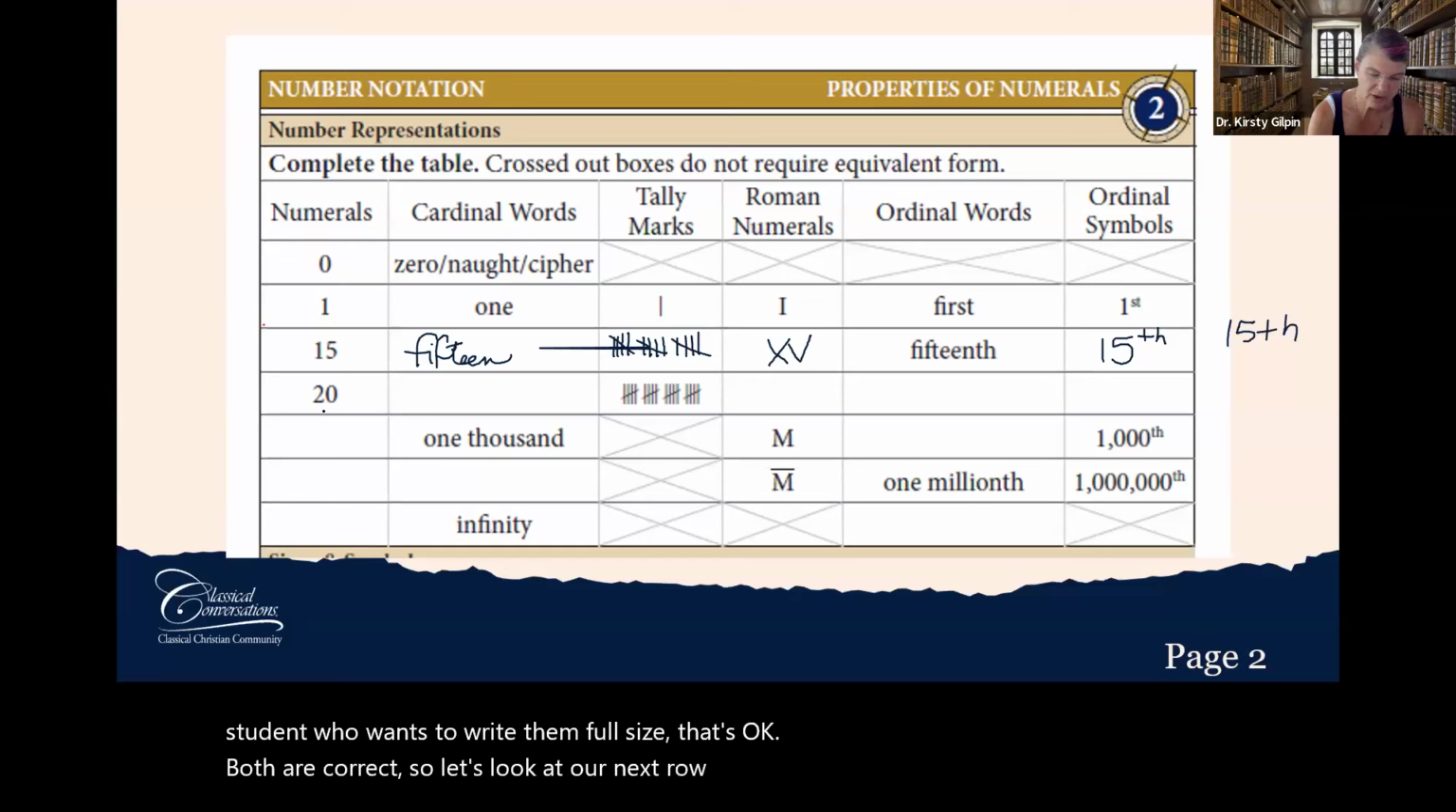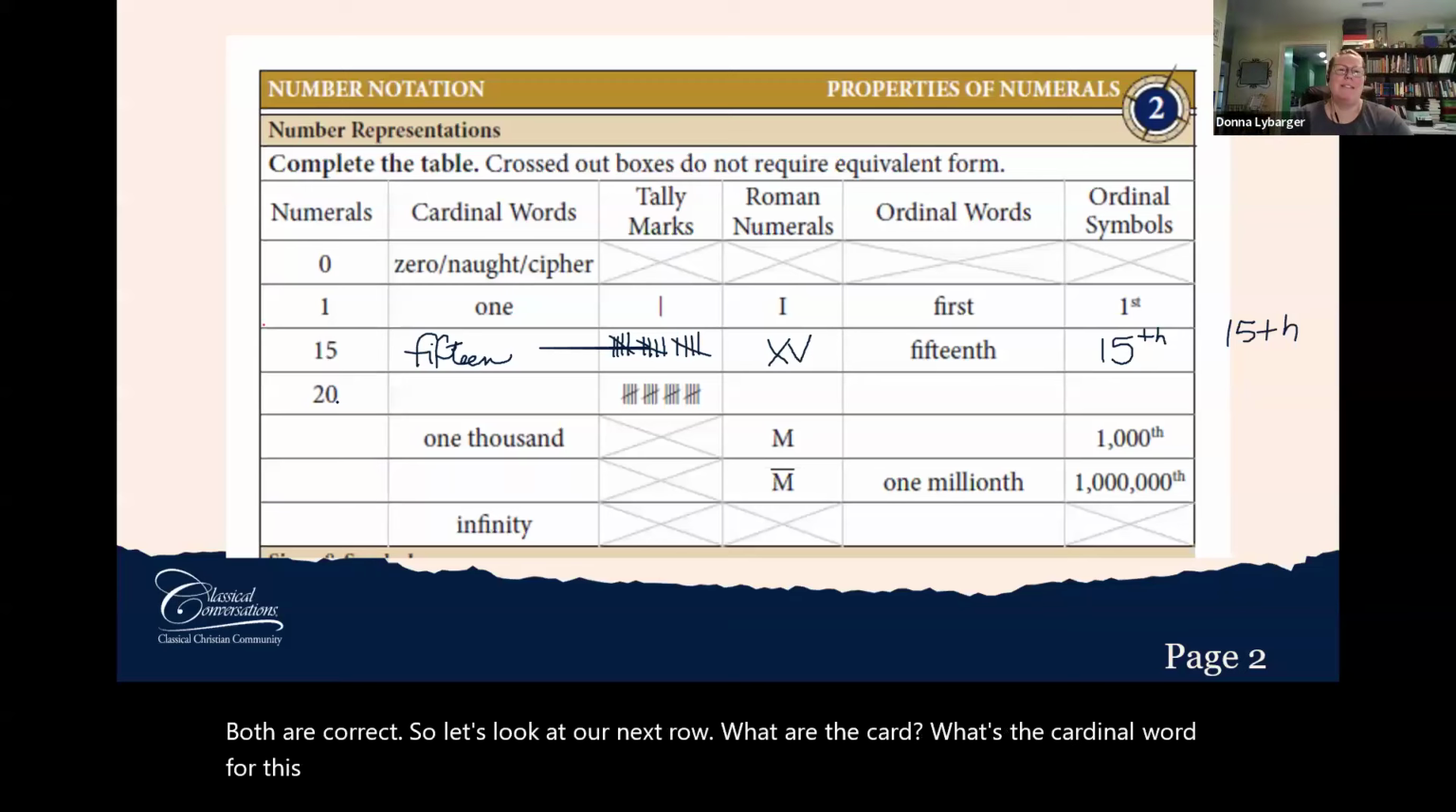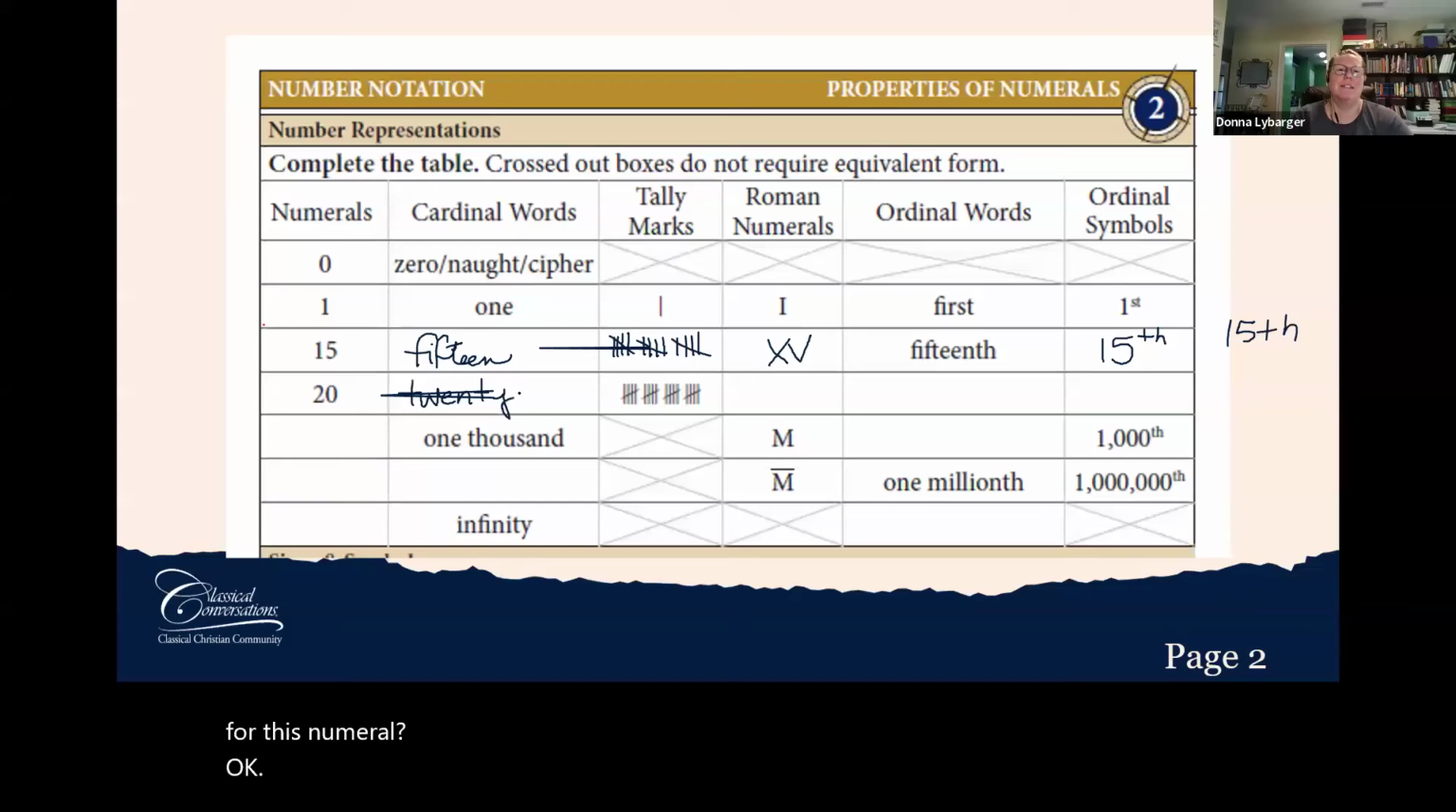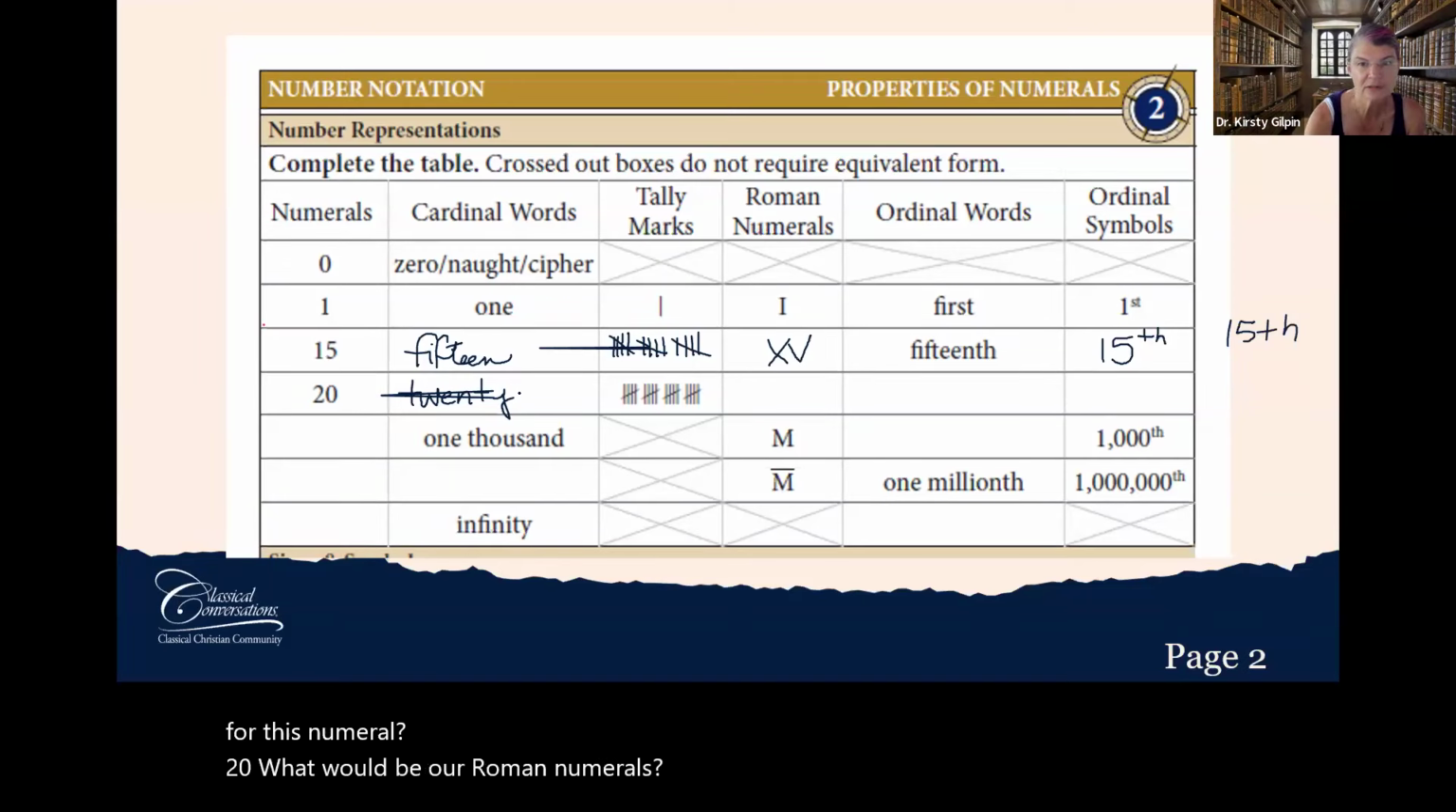What's the cardinal word for this numeral? 20. 20. What would be our Roman numerals? XX. Yeah, correctly. We have a couple of questions.